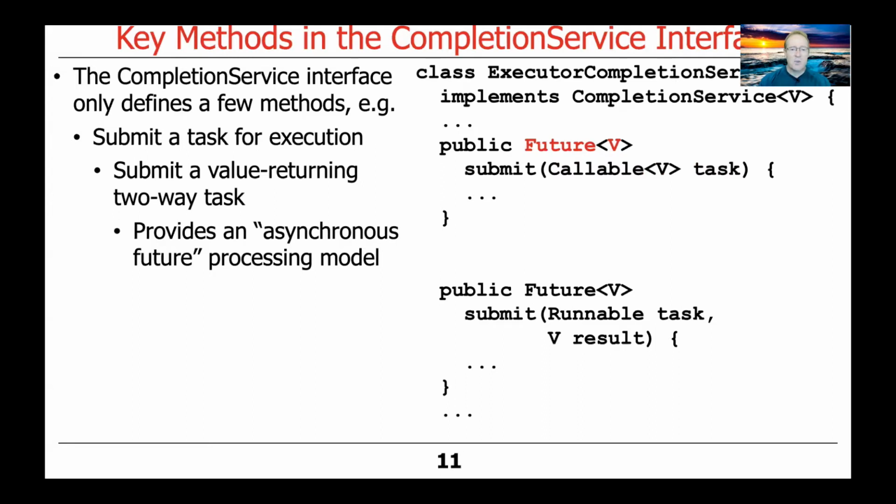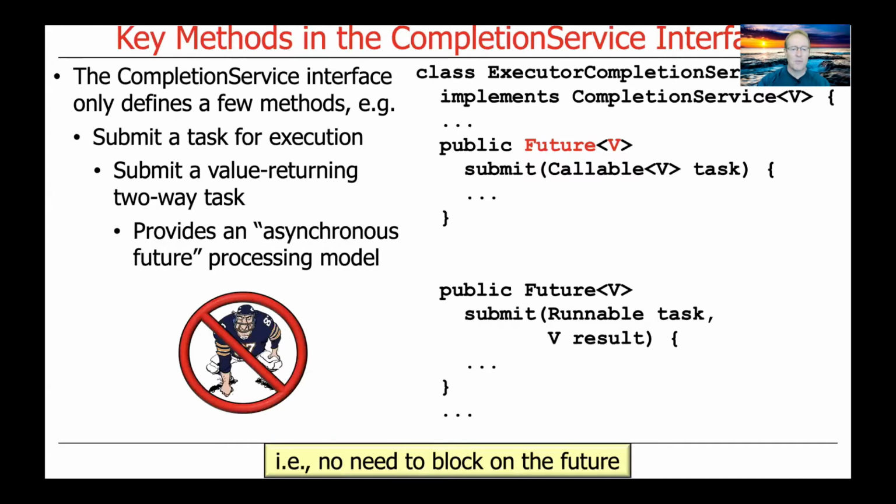This provides what's called the asynchronous future processing model. So even though the future is typically ignored from submit, the way in which the results are processed depends on the order in which they complete, not the order in which you wait for them to complete. So that's a very important distinction between Executor Completion Service and the more basic Executor Service we looked at before. In particular, there's no need to block on the future. Again, you don't typically take the future that comes back from submit and do anything with it.